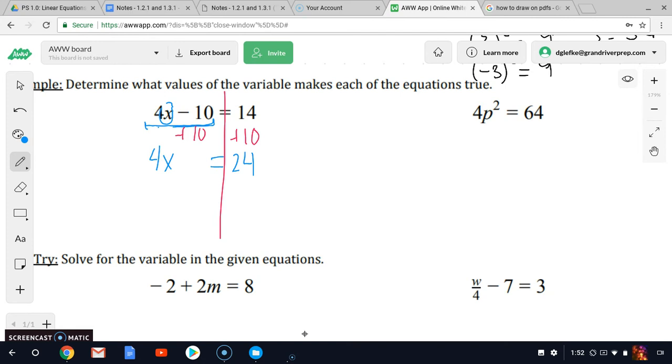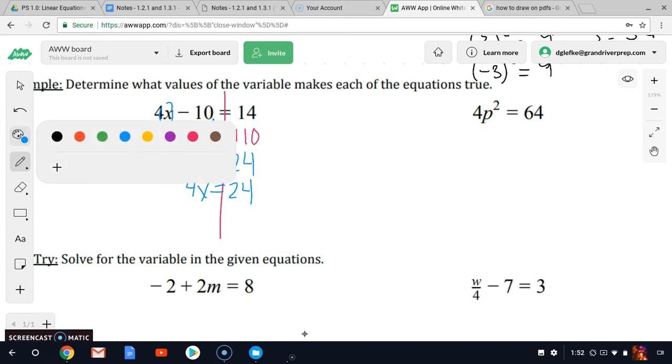If you want to rewrite it so that there's not a space, you can. You don't have to. So we have 4x equals 24. Now, we want to double check, is our variable isolated? It is not. So the next thing we want to do is get rid of this 4. That 4 is squished with our variable, and when it's squished together, it means multiply. So to undo multiplication, we are going to divide by 4 on both sides.